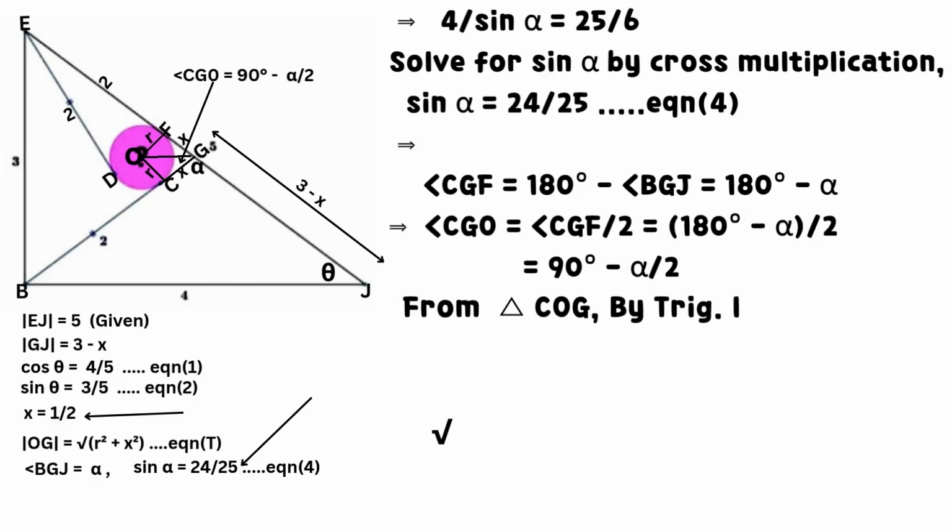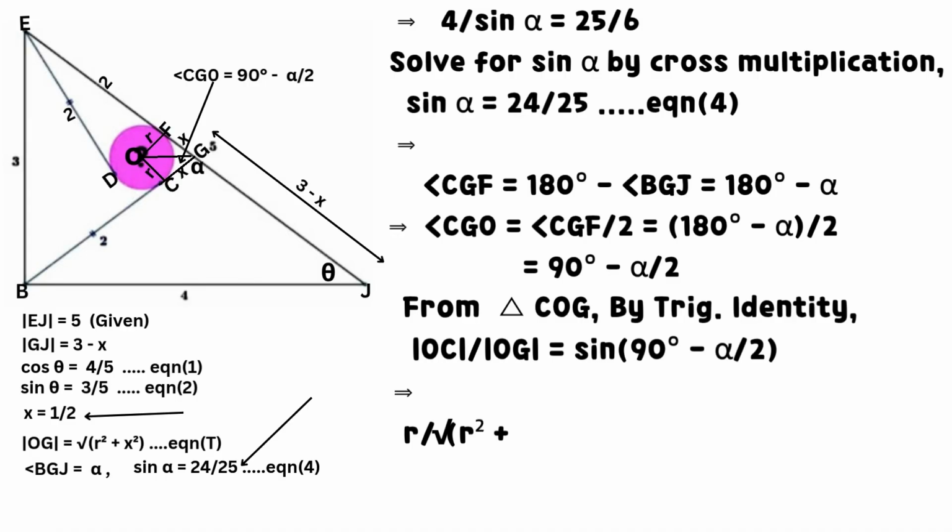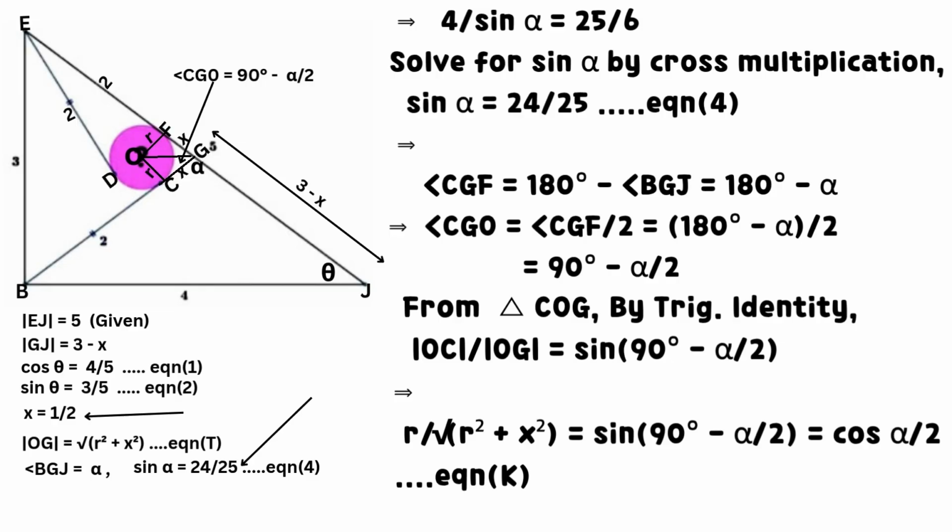From triangle COG, by trigonometric identity, line OC divided by line OG equals sine of 90 degrees minus half of alpha. This implies that r divided by the square root of the sum of the square of r and the square of x equals sine of 90 degrees minus half of alpha, which equals cosine half of alpha. We call it equation 5.